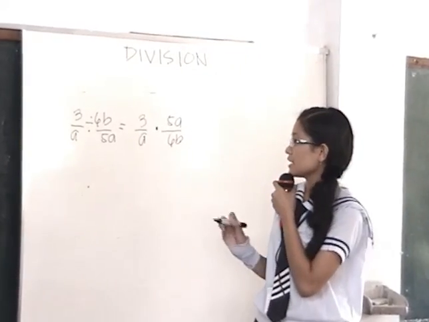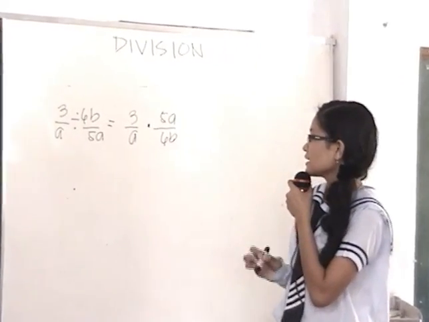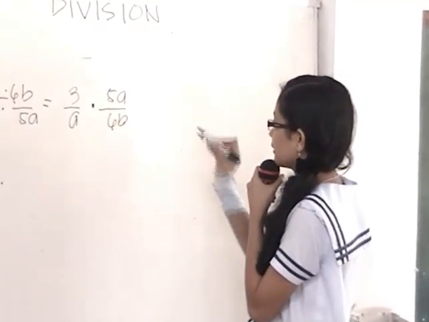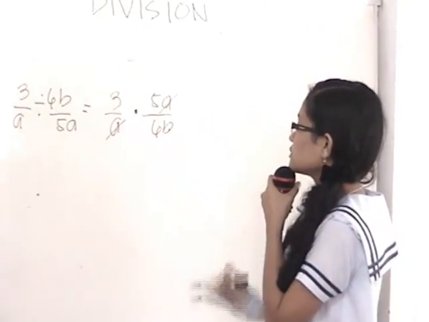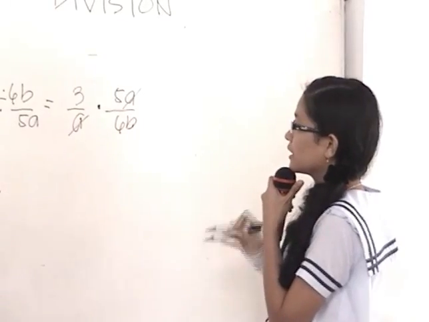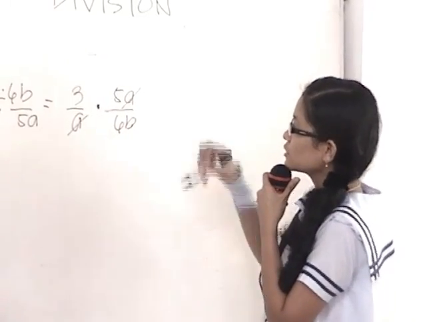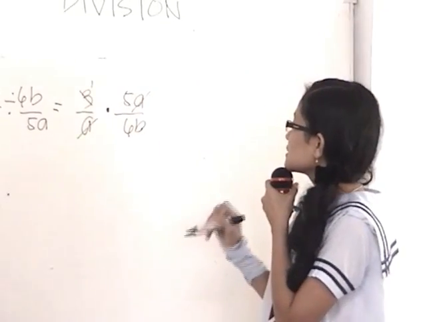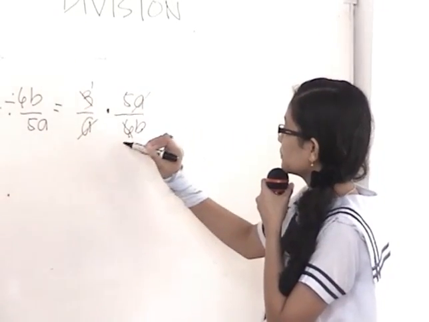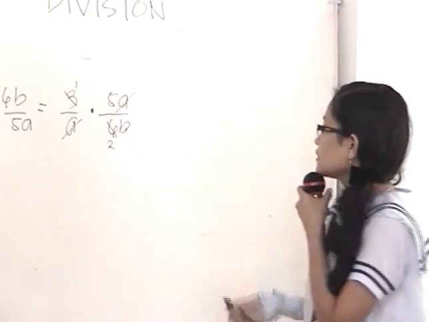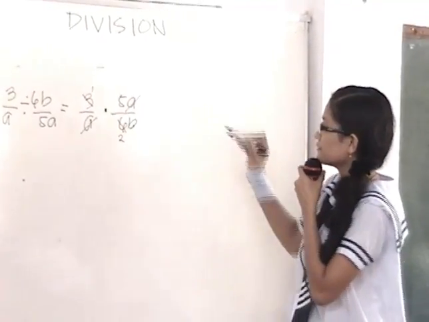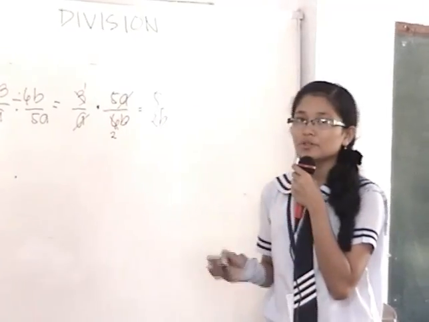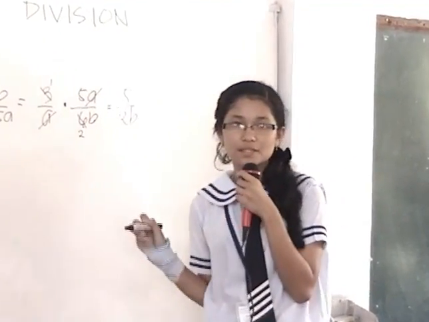Then, apply the cancellation process. Cancel those factors that are common in the numerator and the denominator, which is a. And as we can see, the factor that is common in 3 and 6 is 3. That's why 3 divided by 3 is 1, and 6 divided by 3 is 2. The expression that was left is 5 over 2b. 5 over 2b is the quotient of this expression.